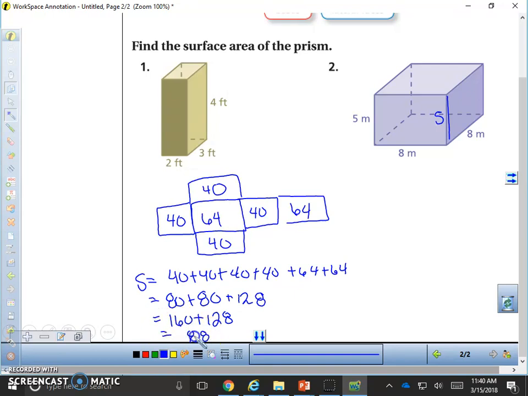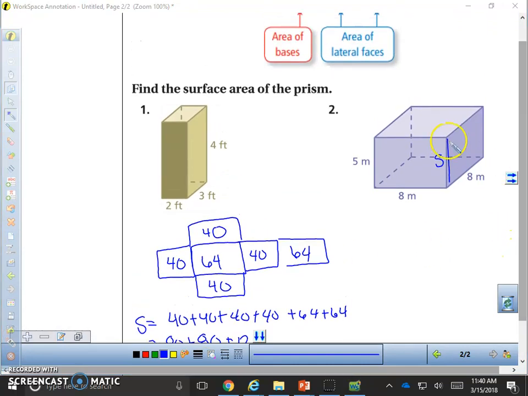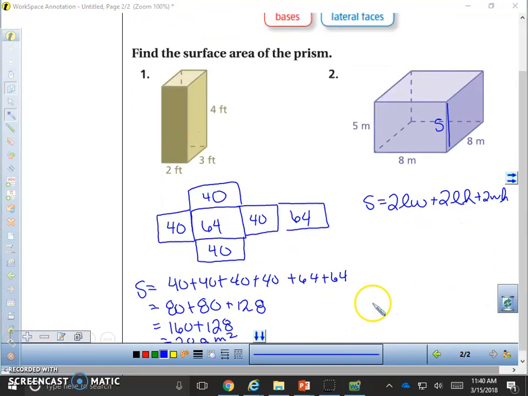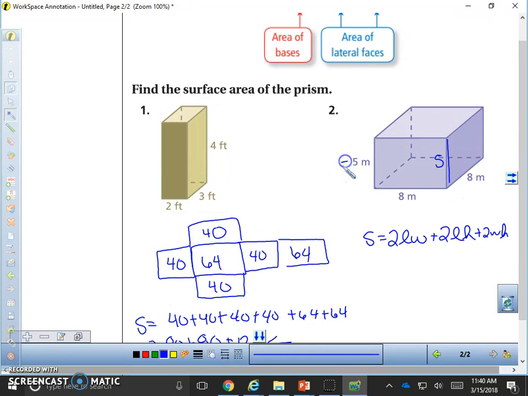288 meters squared. Again, we can use the formula as well, just have to memorize it. That S equals 2 length times width plus 2 length times height plus 2 width times height. And when you use the formula, you will end up getting the same point right here. Okay, 80 plus 80 plus 120. You can use 5 for the height. You can use 8 for the length, or 8 for the width, and 8 for the length, or 8 for the width. It doesn't matter. But you can use the formula. It's your choice.